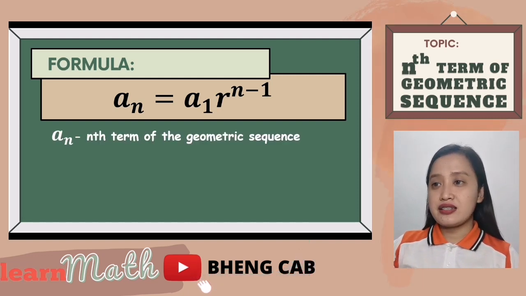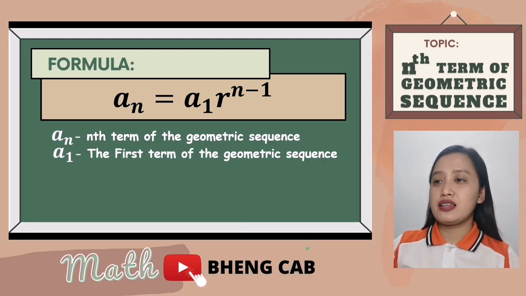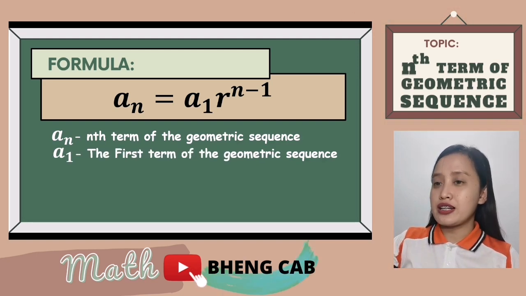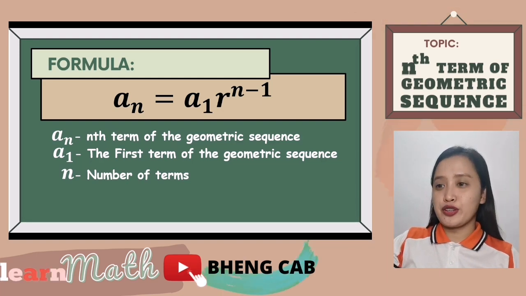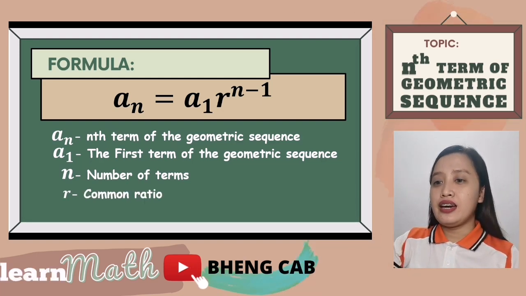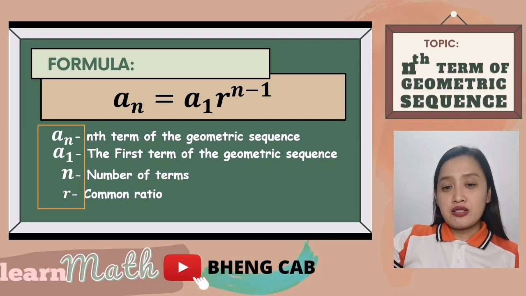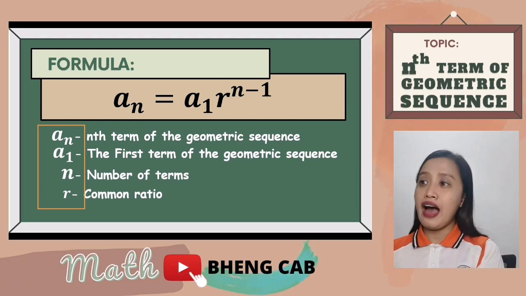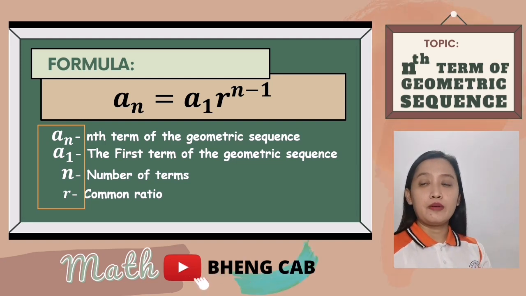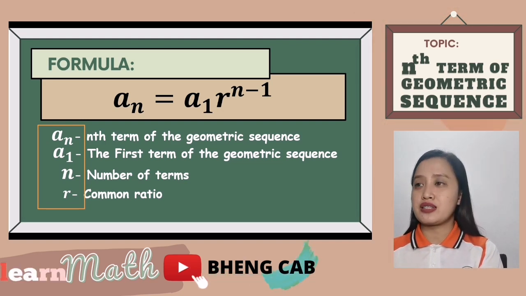Okay, a sub n is the end term of the geometric sequence. We have a sub 1, such as the first term of the geometric sequence. Meron tayong n, the number of terms or the ordinal of the term. And we have here r, or the common ratio. And these four components are the components that we need in order to perform the geometric sequence formula.